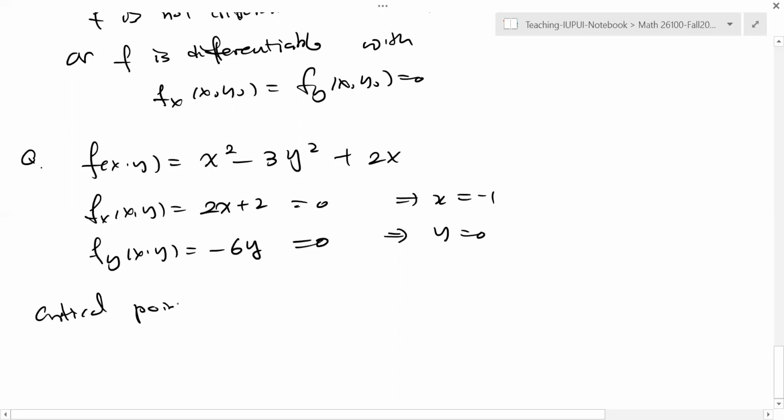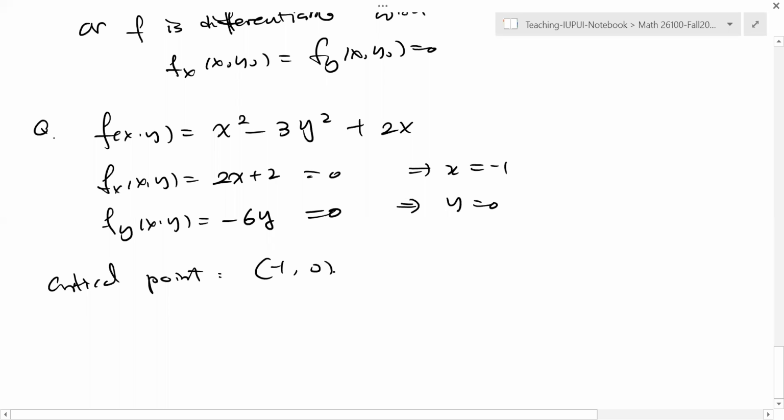So you only have one critical point, which is (negative 1, 0). But the question is whether the function has a local maximum value or local minimum value. This is the challenging work we have to figure out. Without further using calculus, how can I do that?